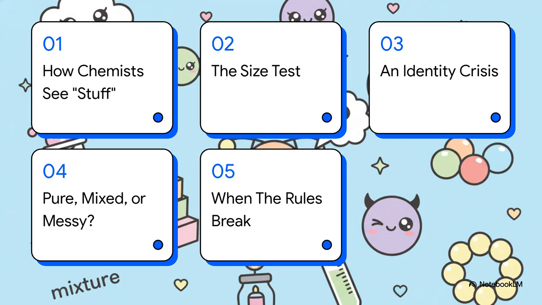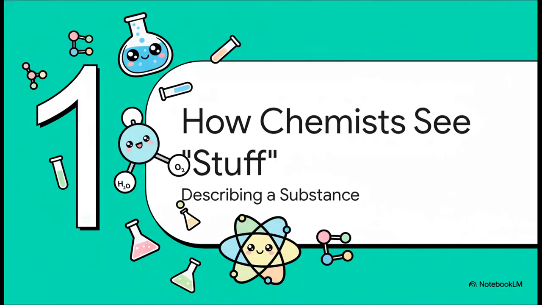So here's our game plan. First, we'll dive into how chemists actually look at stuff. Then we'll put that stuff through what I'm calling the size test. After that, we'll explore a full-blown identity crisis. And then we'll organize it all. And trust me, you are going to want to stick around for that last part where we find out what happens when all these rules we've learned just break. All right, let's dive right in.